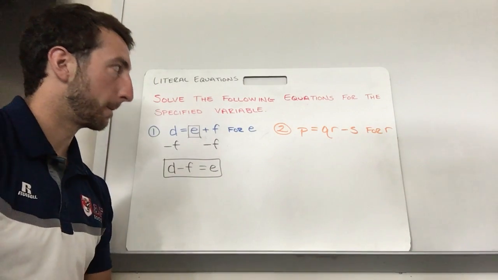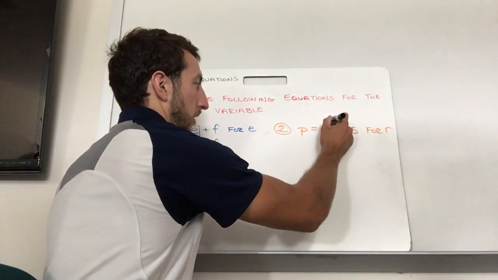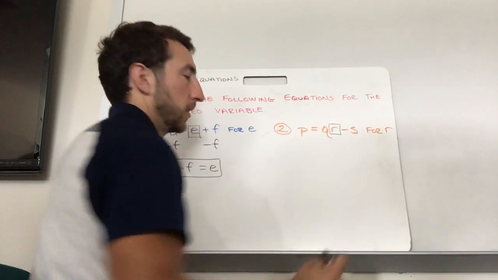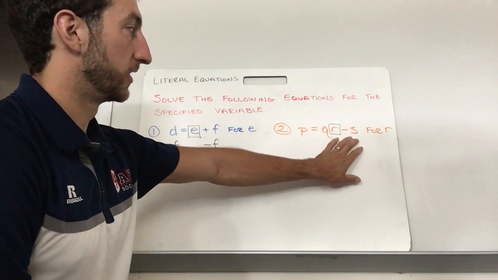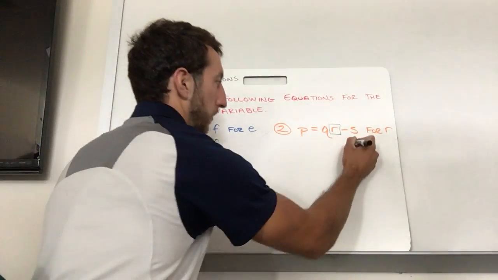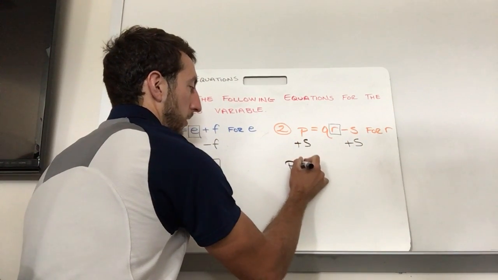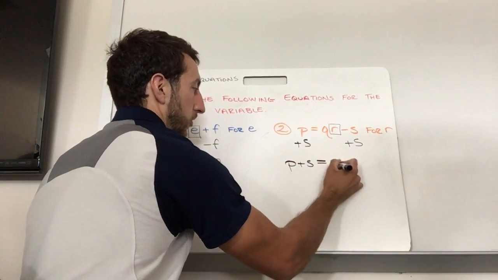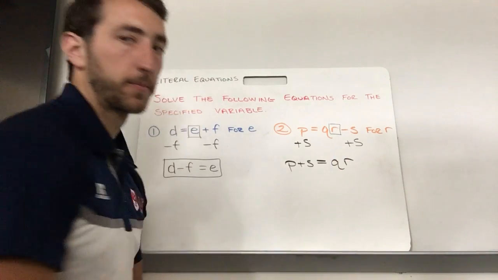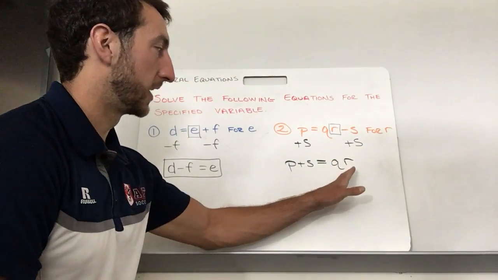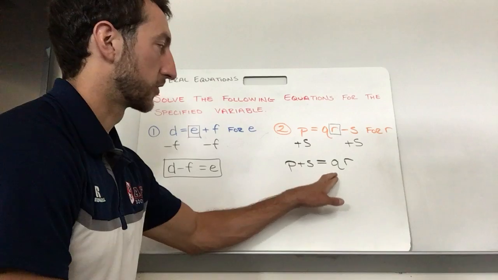So let's do the same thing for this. We want to solve for R. All right, so I box in my R. Then I want to get rid of addition first, so I'm going to add my S over to the other side. So I get P plus S equals Q times R. Okay, I haven't got R by itself completely yet. I still got to get rid of the Q.